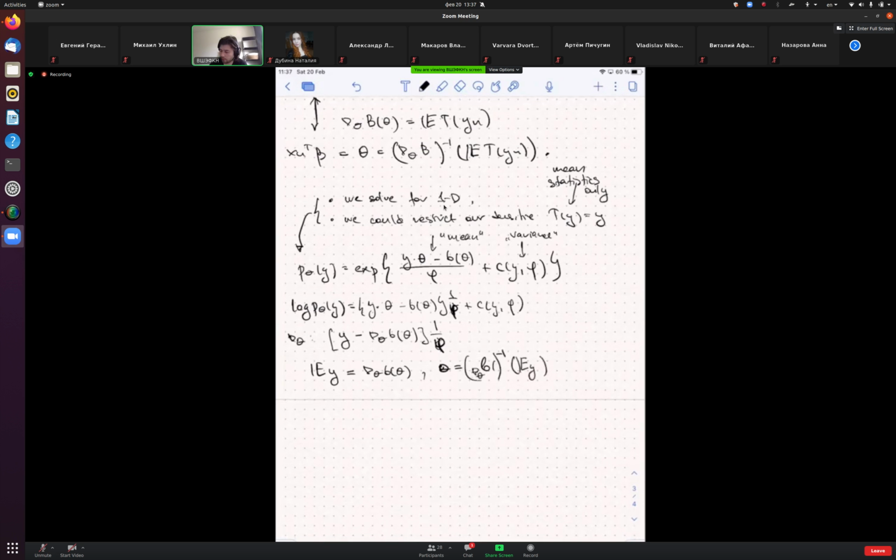The expectation of t is equal to theta. And then we could model these parameters of the distribution as a linear model. And so this is our solution. Okay, it was maybe a bit obscure, so let's get to practical examples.